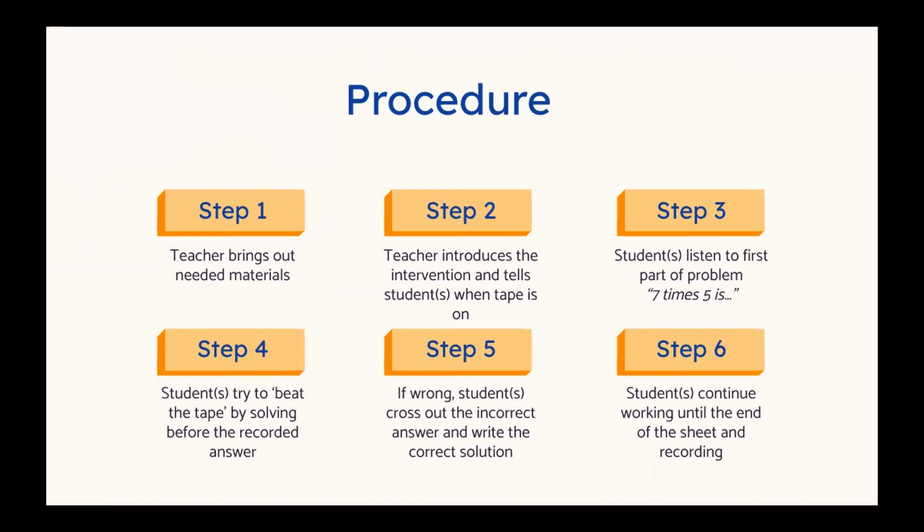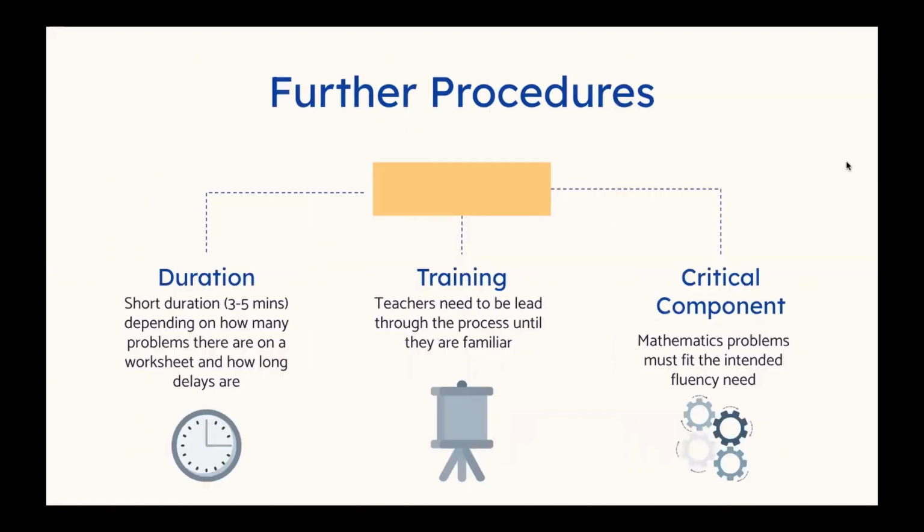Step 4, students try to beat the tape by solving the problem before the recorded answer. Step 5, if wrong, the students will cross out the incorrect answer and write the correct solution. And finally, step 6, students will continue working until the end of the sheet and recording.